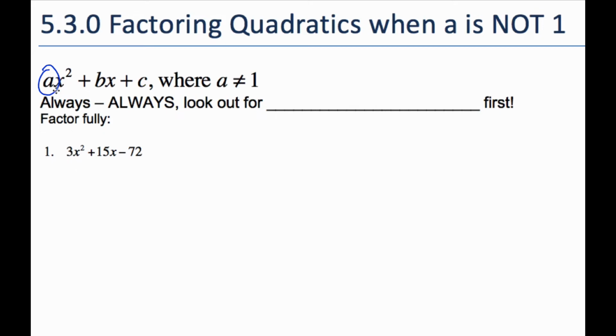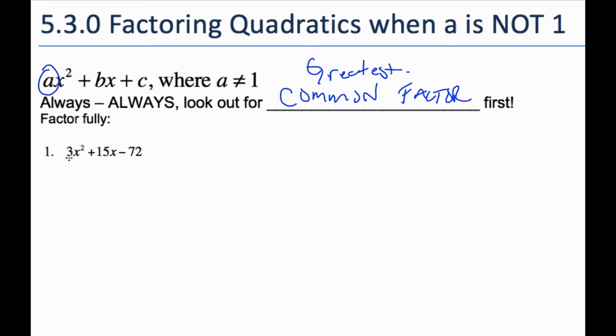But every time a is not 1, the very first thing you should always look out for is what is a common factor first. Or the greatest common factor. Oh, even better, the greatest common factor. Thank you. Okay, and so if I start here, I'm going to factor this fully.